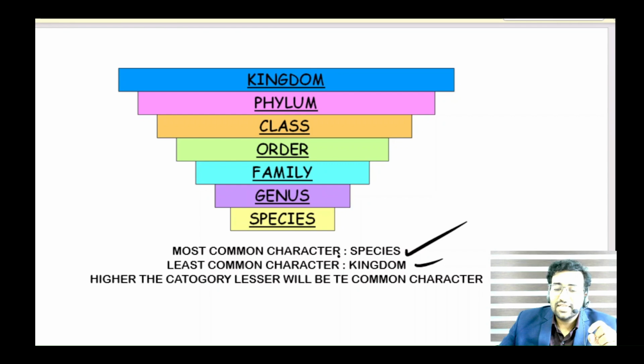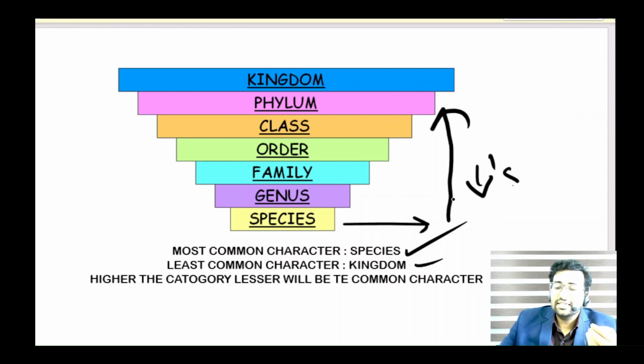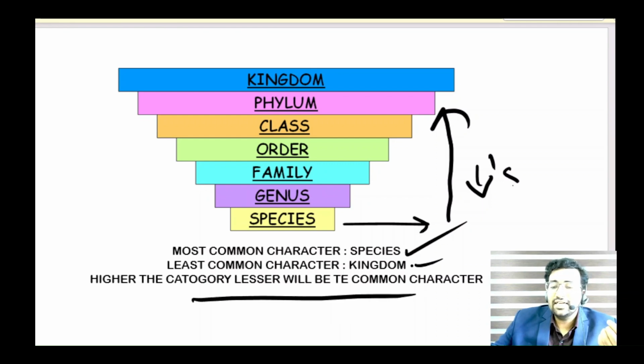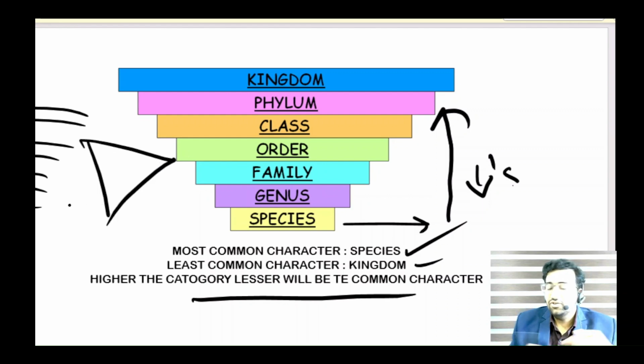So what I want to tell you is that the least common characters are present in a kingdom, either the plant or animal kingdom, but the most common characters are present in a species. So lower is the most common character. Going to the upper side, the common characters decrease. Higher the category, lesser the common characters. This kind of structure is not a pyramid, it is an inverted pyramidal structure. You understood? Again: species, genus, family, order, class, phylum, and kingdom.